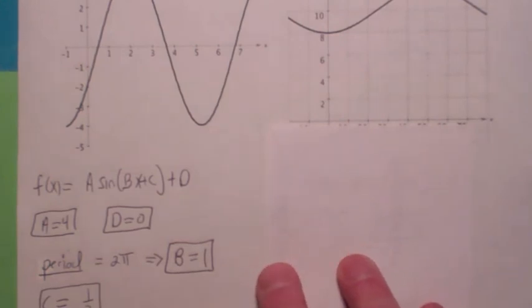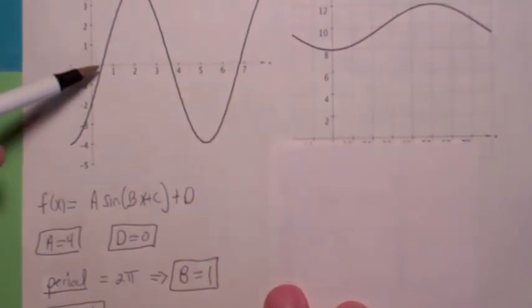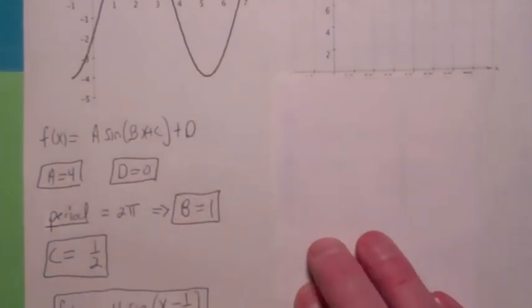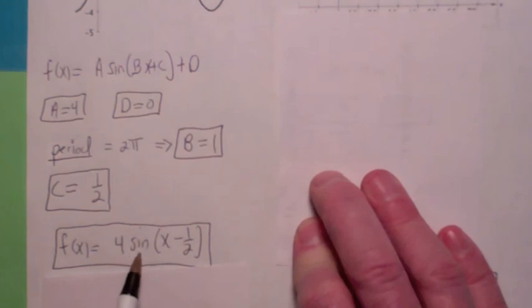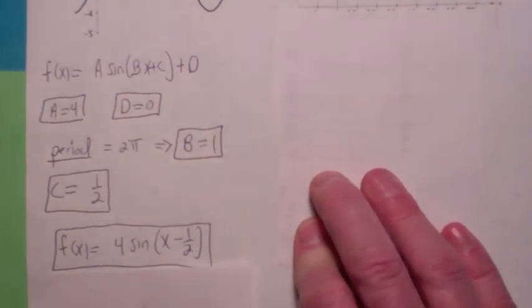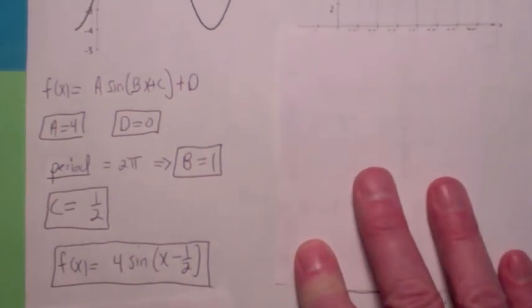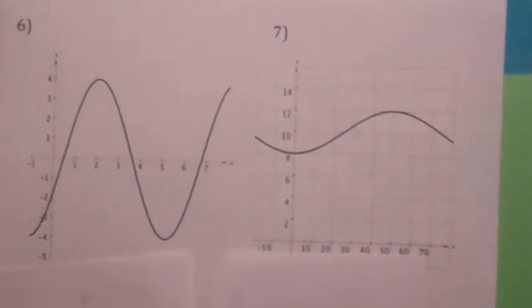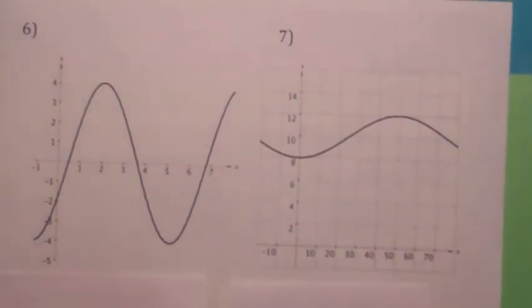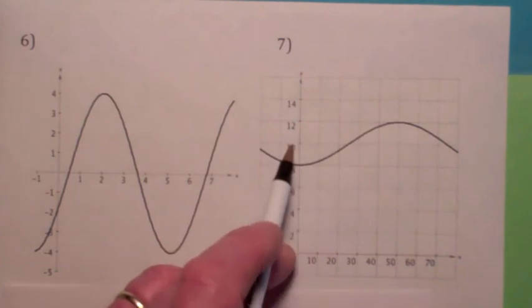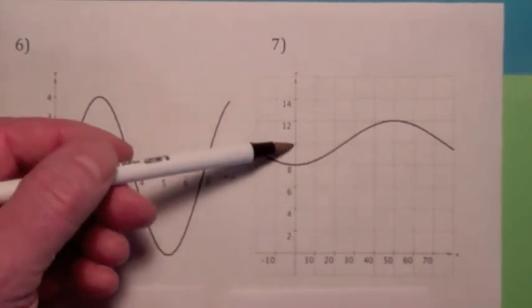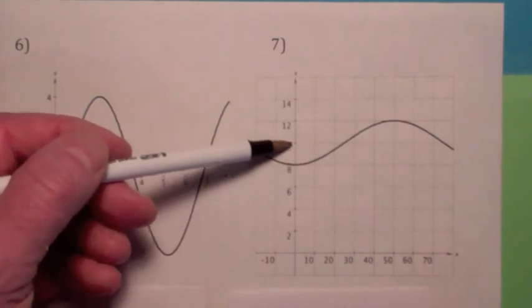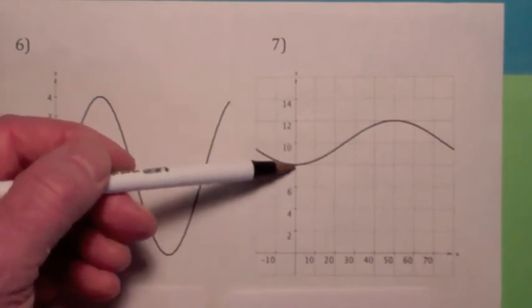Then your C value, your C is your horizontal shift. I get 1/2 for that. So you put it all together, I get 4 times the sine of x minus 1/2. Okay, now for this last one, we get this one here. There's definitely a vertical shift. Looks like about 10, doesn't it? Vertical shift of 10. It looks like I'm going to use a negative cosine. You agree? Because it's on its lowest point.